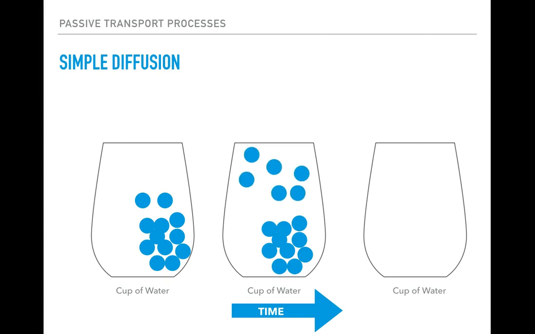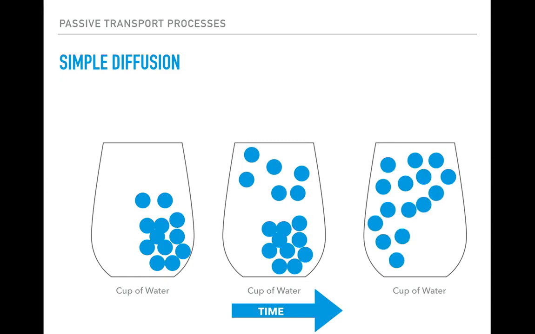Now, just for clarity's sake, let's define the term diffuse. Diffuse means to spread out over a wide area, and that's exactly what these molecules do. Now, let's take what we've seen here and utilize it to describe in a more practical sense how this process takes place in the body.